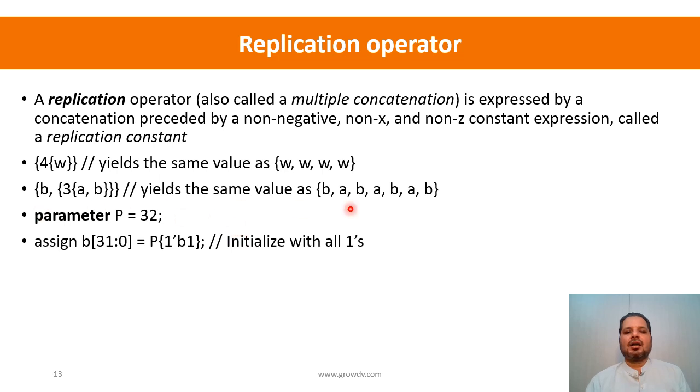This replication operator is sometimes useful with parameters. For example, I have a parameter with a value of 32, and I want to create a 32-bit value of all ones, that is all 8 nibbles of F. I can do that with the replication operator. I'm using that constant here, and I'm specifying 1'b1. Now this will become a 32-bit hex, all 8 Fs. So that is how the replication operator is useful.